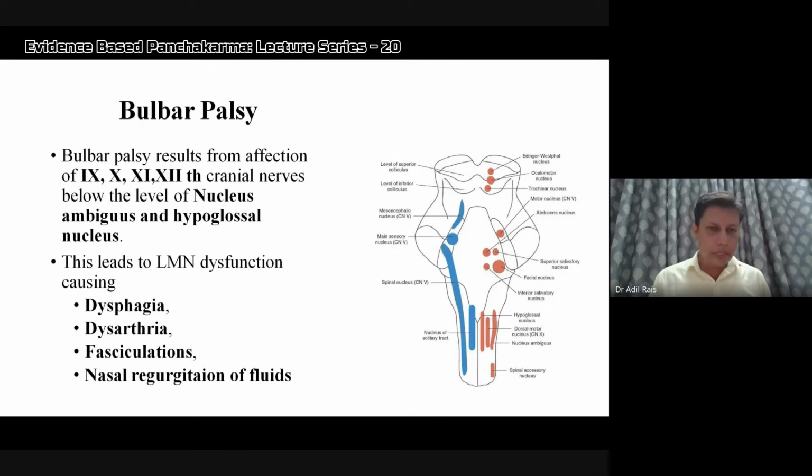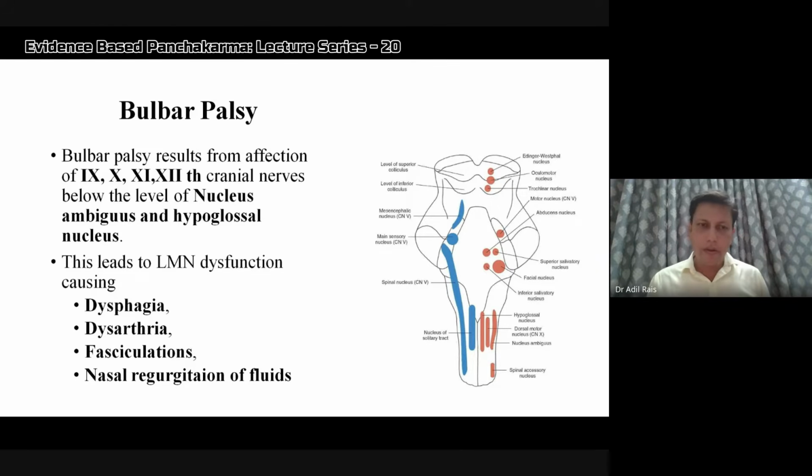Now affection of this leads to bulbar palsy. Although bulbar is located in the medulla region, up to the nucleus, any tract, as I have already mentioned earlier, the corticobulbar tract travels from the primary motor cortex of the frontal lobe and it traverses up to the bulb. So the cortex and the corticobulbar tract constitute the upper motor neuron. Anything distal to that will be constituted under the lower motor neuron. So that is why bulbar palsy is considered a lower motor neuron dysfunction.